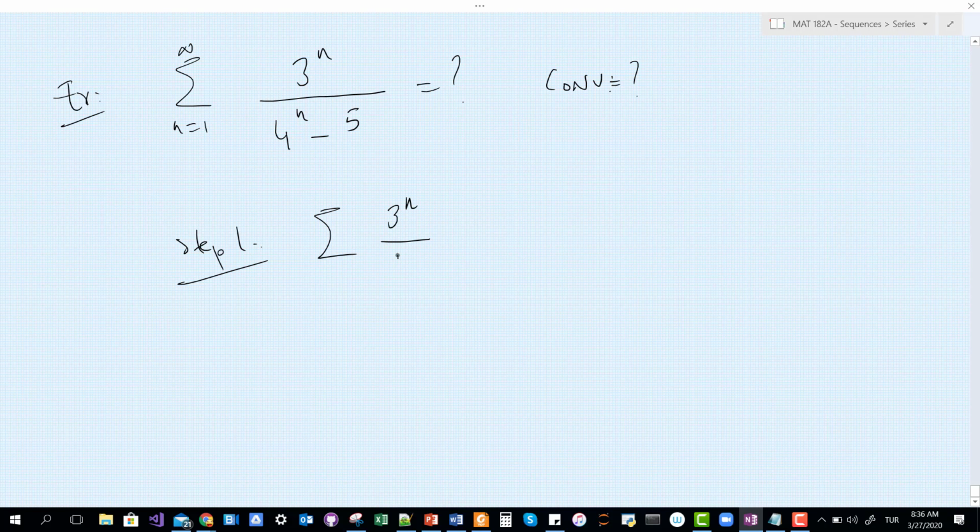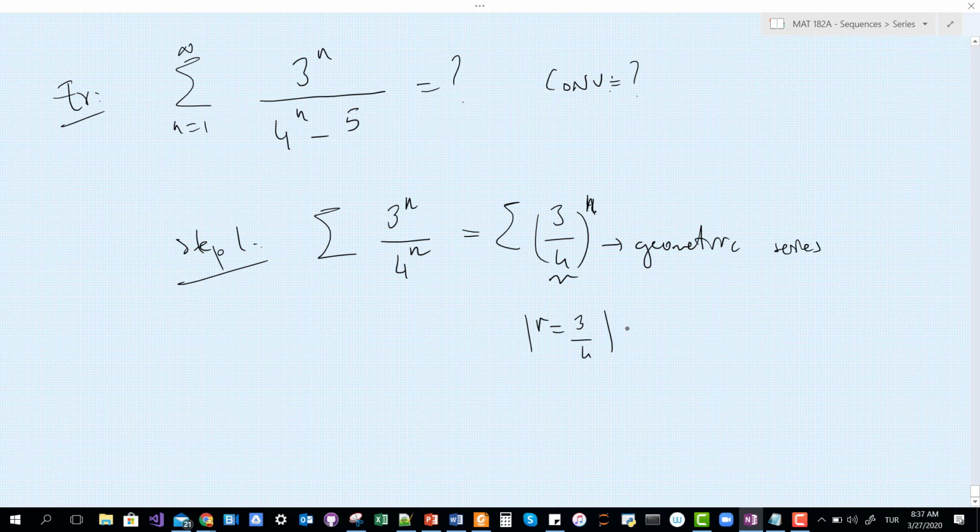What am I going to do? I might be using something like that. Let me try it. First of all, I need to know if this is convergent. Is it? This is a geometric series. And I know that when I have a geometric series, r is going to determine if my geometric series is convergent or not. In this case, since r is equal to 3 over 4, which is less than 1, that is why this series is convergent, right? It is convergent.